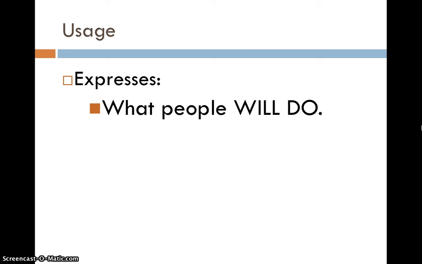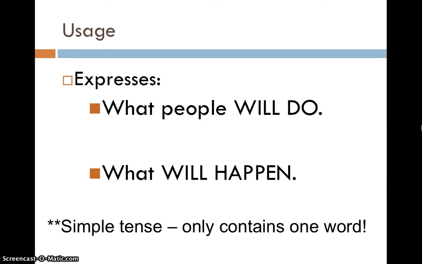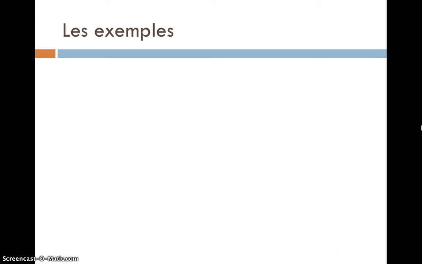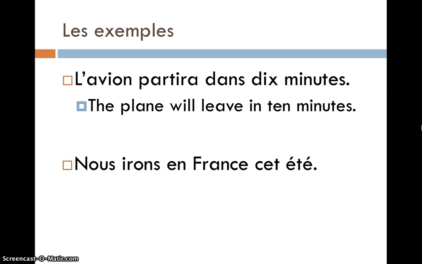We do this to express what people will do and what will happen. And it's a simple tense, meaning that it only contains one word. Let's look at some examples. L'avion partira dans 10 minutes. Nous irons en France cet été.